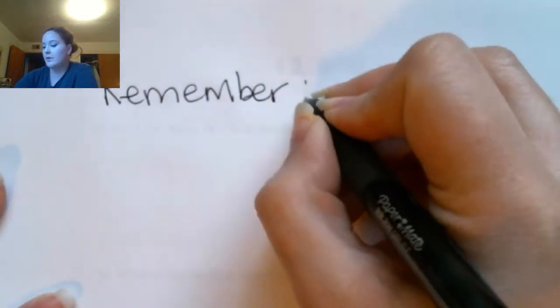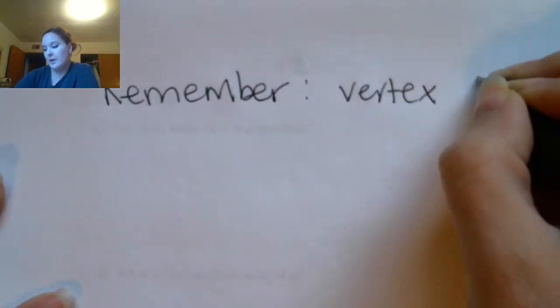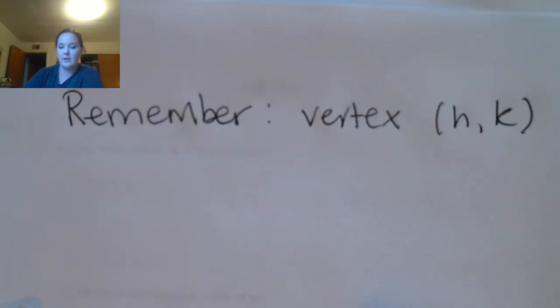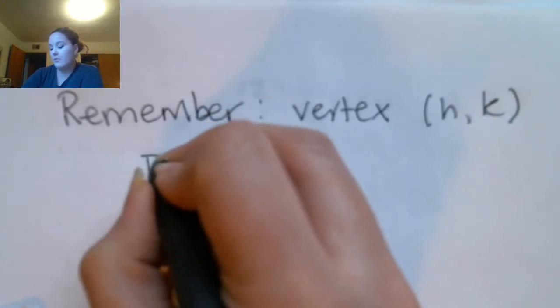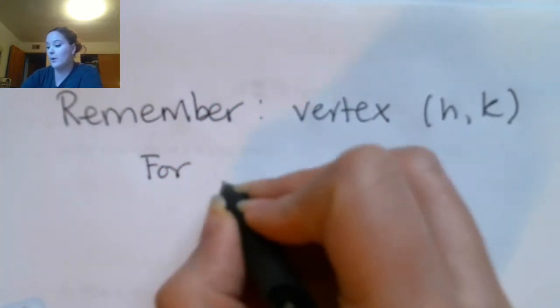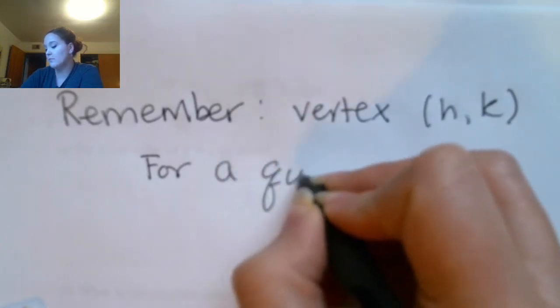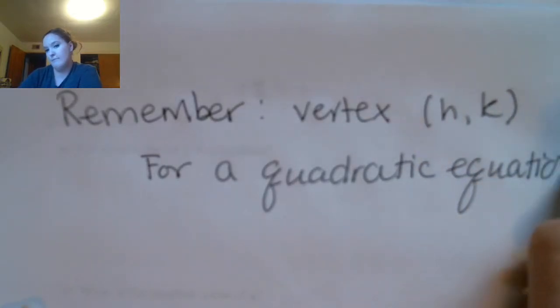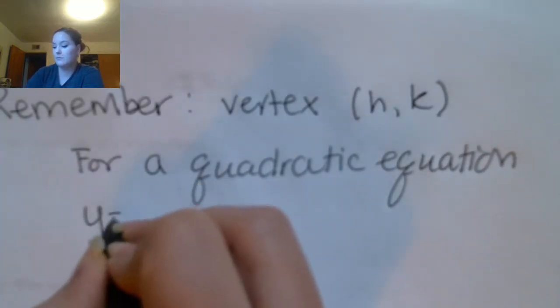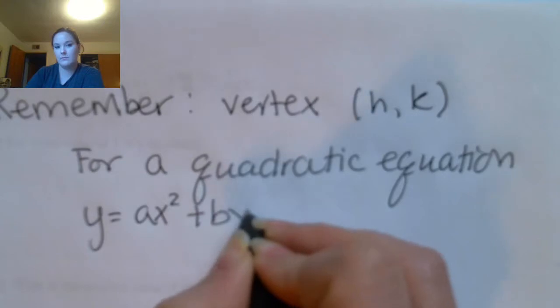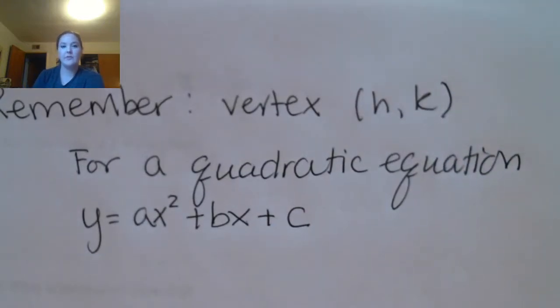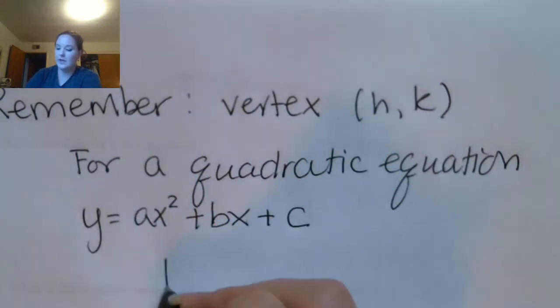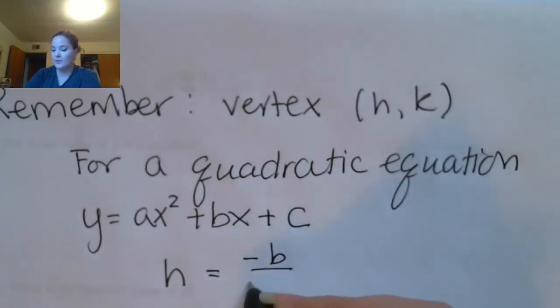I want you to remember that we were calling the vertex H and K. If we have a quadratic equation in standard form, we can find the x-coordinate of the vertex, which we were calling H, by doing minus b over 2a.